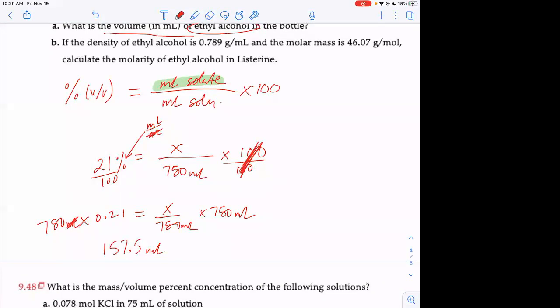That's how many milliliters of ethyl alcohol are in the Listerine, okay? So don't drink Listerine. That's the moral of the story.